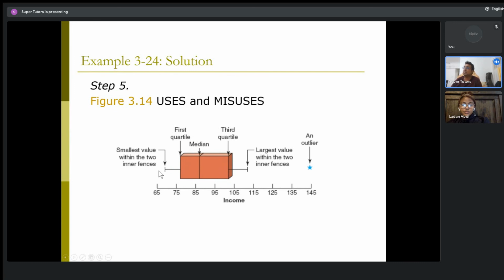Now what we do is we draw two small whiskers, largest value and smallest value within the two inner fences. So smallest value within two inner fences is this 69, if you recall, and largest value was 112. These are my whiskers. 144 is an outlier, an extremely large value as compared to this entire plot. So this is essentially how we use a box and whisker plot to find and analyze data.